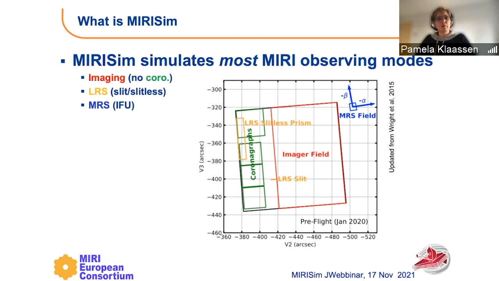So the modes that we do capture are shown here in red, orange, and blue. And the reason I'm showing this plot is to remind you that the MRS, LRS, and imager field all cover slightly different parts of the sky. And so when you're setting up a simulation, that needs to be taken into account.